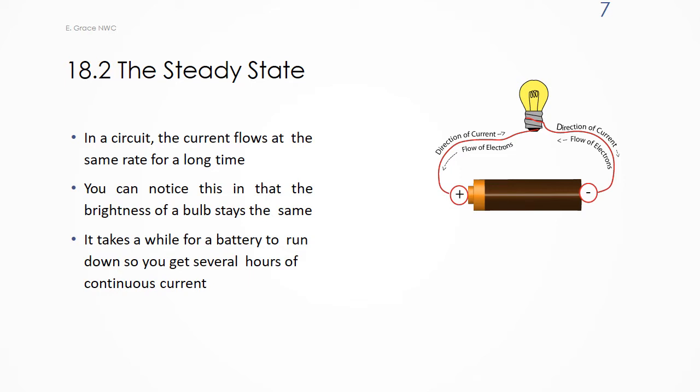All right, so I need to introduce something called the steady state circuit. In a circuit, this current will flow at the same rate for a very long time. You've noticed that when you've been building your circuits in your labs, the brightness of the bulb will stay the same, really until either the battery runs down or the filament burns. So you get several hours of continuous current. Your circuits that you've been building are in a steady state.